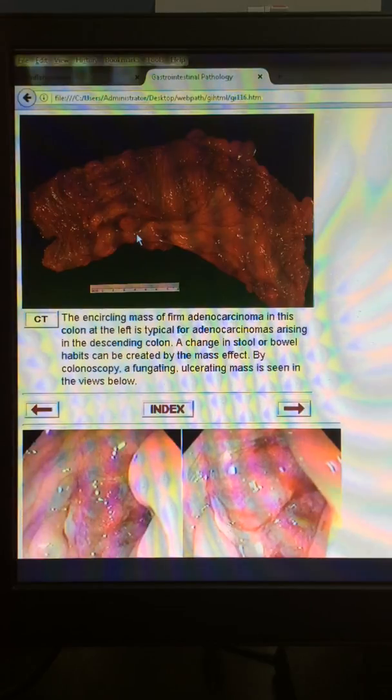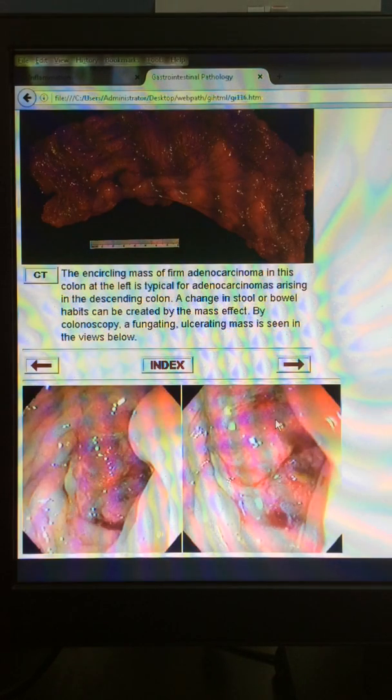Usually when the mass grows deep, with infiltration or extensive growth into the lumen, it will interfere with normal bowel motion, which might manifest as abdominal pain, constipation, or even present as acute abdomen in cases of intestinal obstruction. This is another endoscopic view of colonic adenocarcinoma with this fungating mass protruding into the colon lumen.